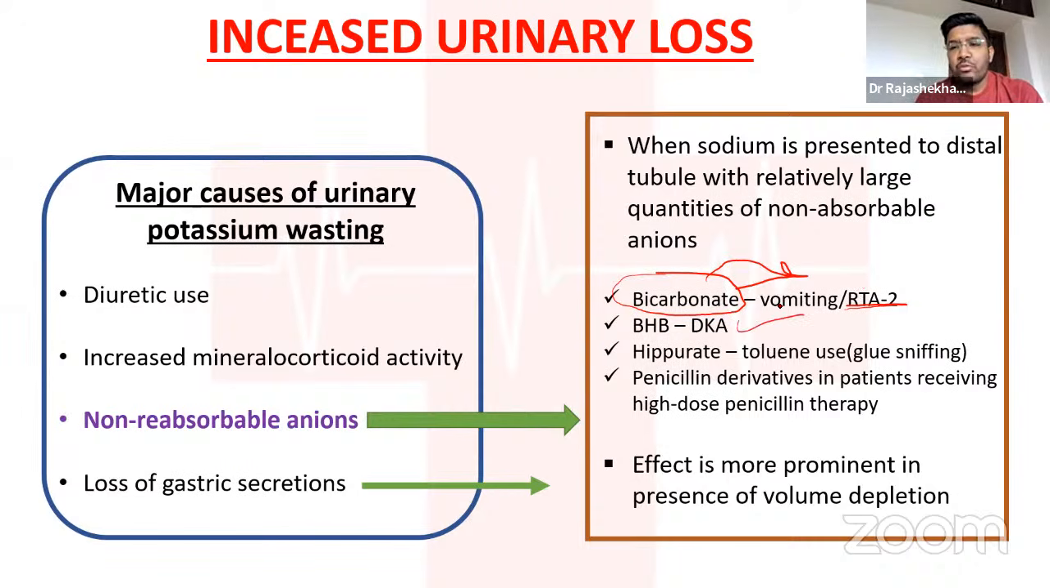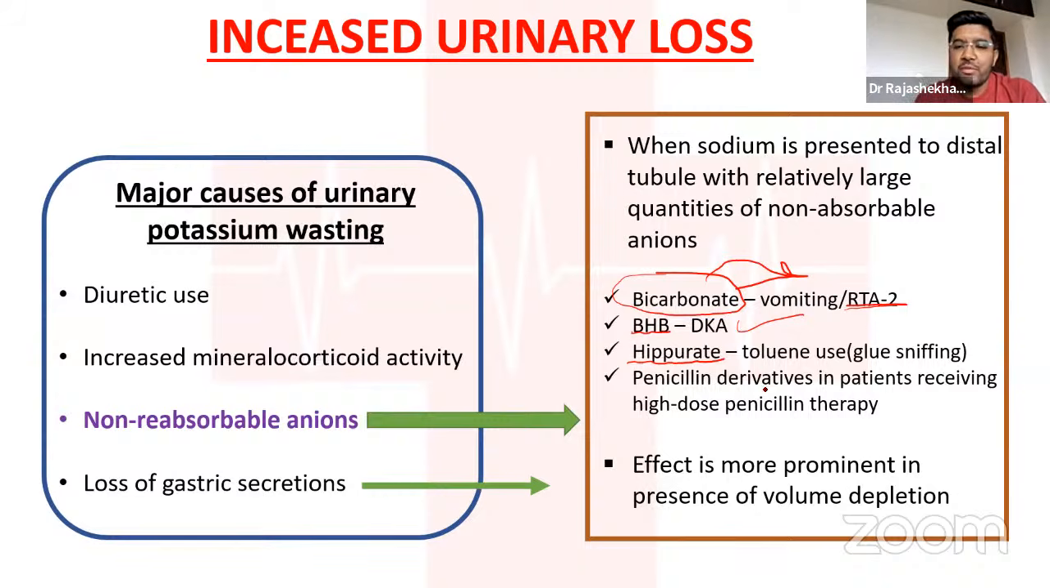In case of DKA, we know that these ketones, predominantly beta hydroxybutyrate, are negative ions that are going to combine with the sodium, and this can cause hypokalemia with the same mechanism. And hippurate in glue sniffing addiction: hippurate is a negative ion formed in the metabolism of toluene gas in the body. Then penicillin derivatives are negative ions which are usually excreted in combination with the sodium.